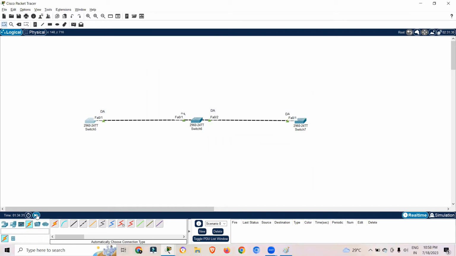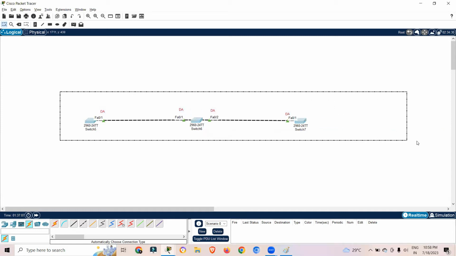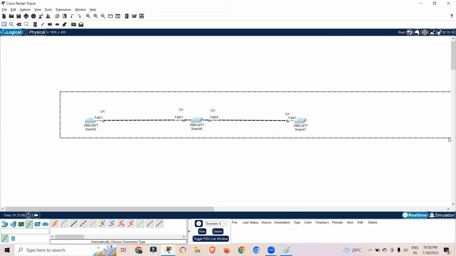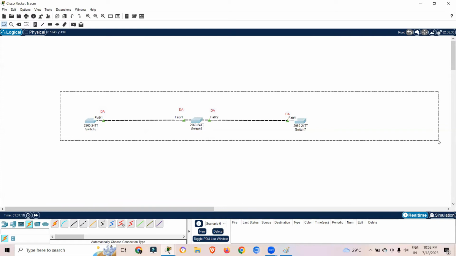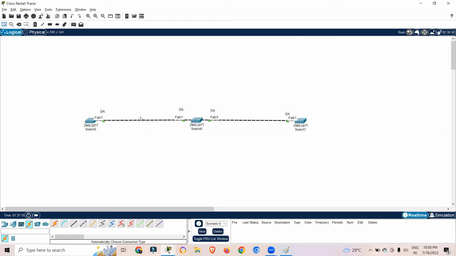By default, I can see that these are in dynamic auto mode, and I want to make all these links trunk links. There can be a number of switches. There can be 100 switches, right? To reduce my work, to reduce my configuration, I will make this the trunk link. I will make the trunk link here. I will make the trunk link here.